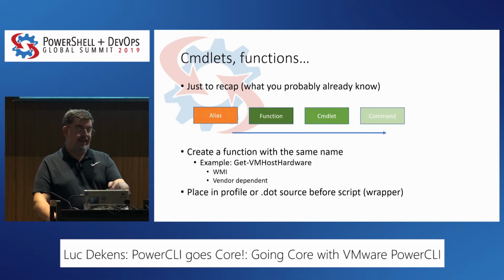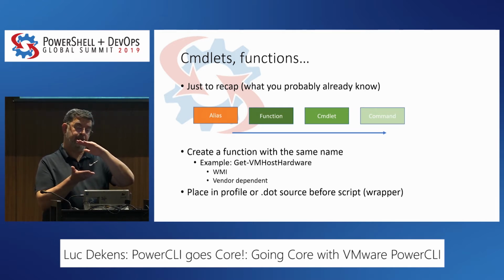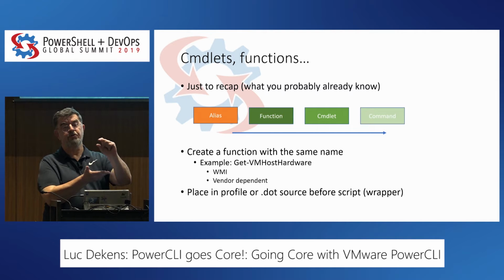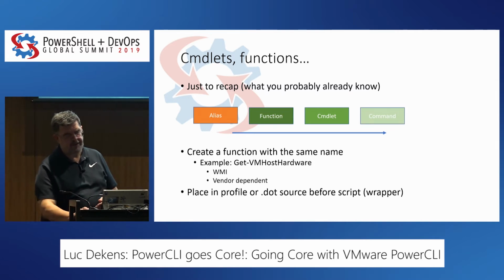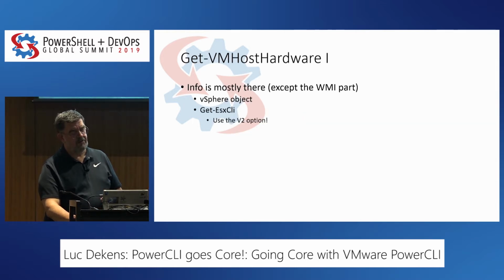How do you get those functions above? There are several ways. One way is to put them in the profile. If you define the functions that we are going to use in your profile, they will be known for the session when your session is started. Or you can dot source them before your script. That means you would have to write a wrapper where you first dot source your new functions and then your original script. There are multiple ways of doing that, and that's entirely up to you. So let's have a look at this Get-VMHostHardware commandlet.